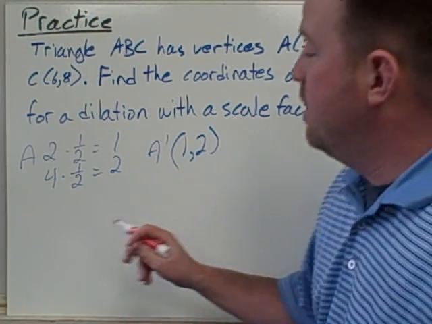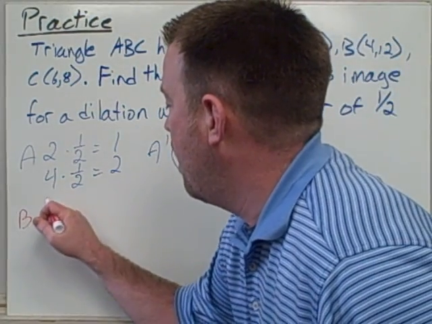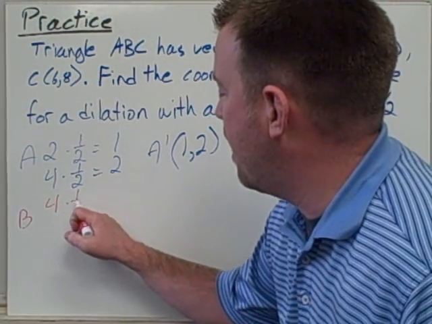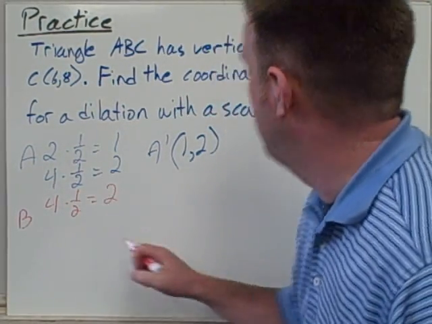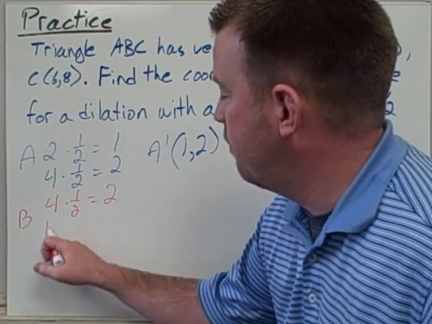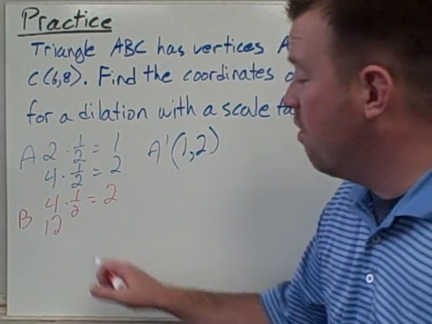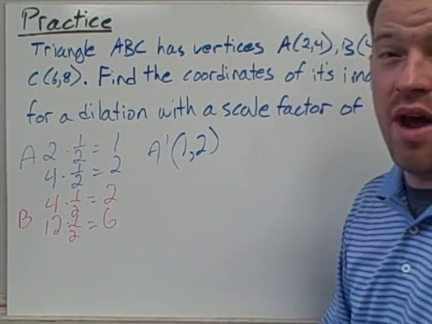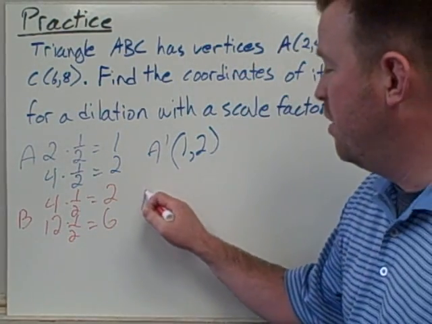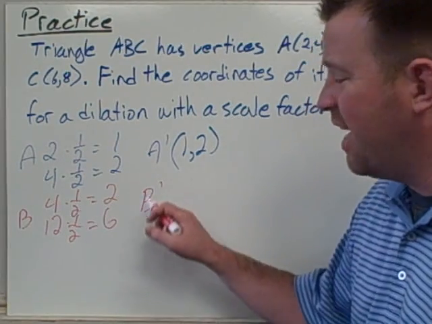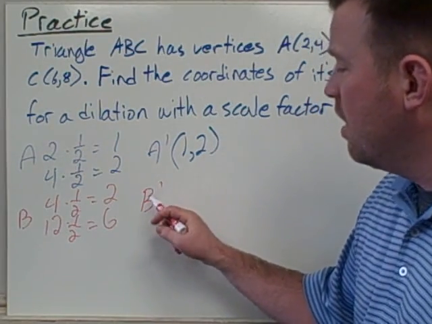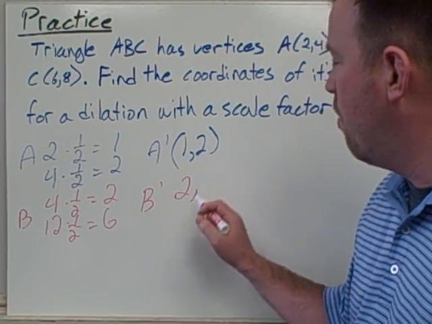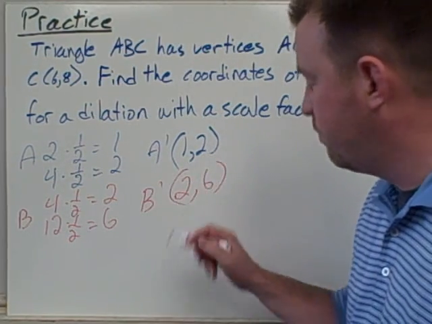All right. Let me grab another marker. The b is originally at 4. The x is at 4. We multiply that times 1/2, and that becomes 2. The y was 12. Multiply 12 times the half, and that equals 6. So you have your new ordered pair for b, with the hashtag to identify the dilation, where x is 2 and y is 6.